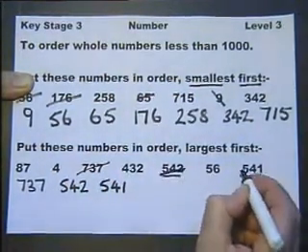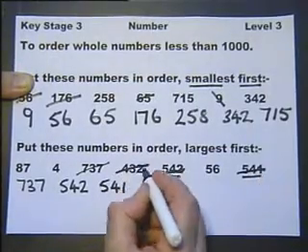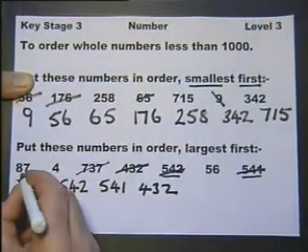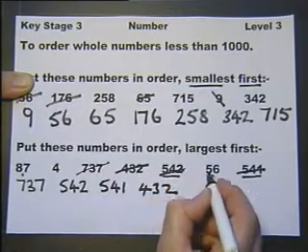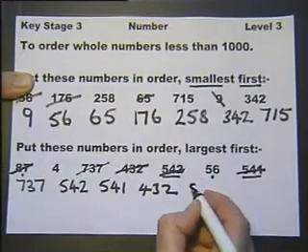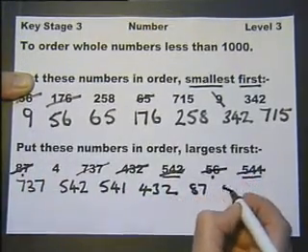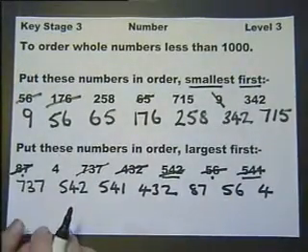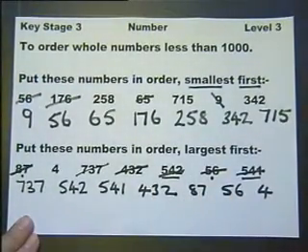So let's use those up. And then we've got 432. 87, 56. Largest one first, ending up with the 4. Notice how I cross them out as I go through so I don't lose where I am.